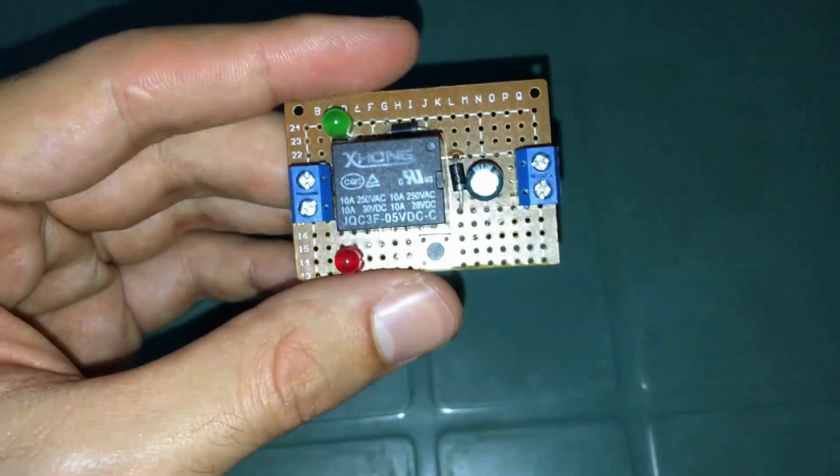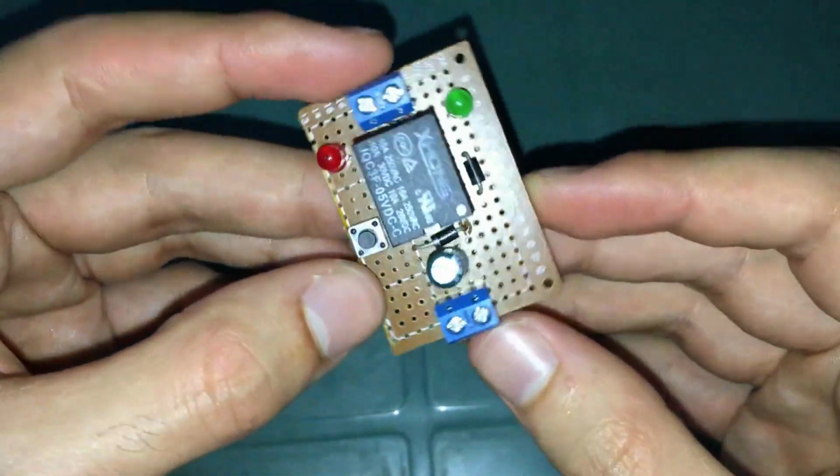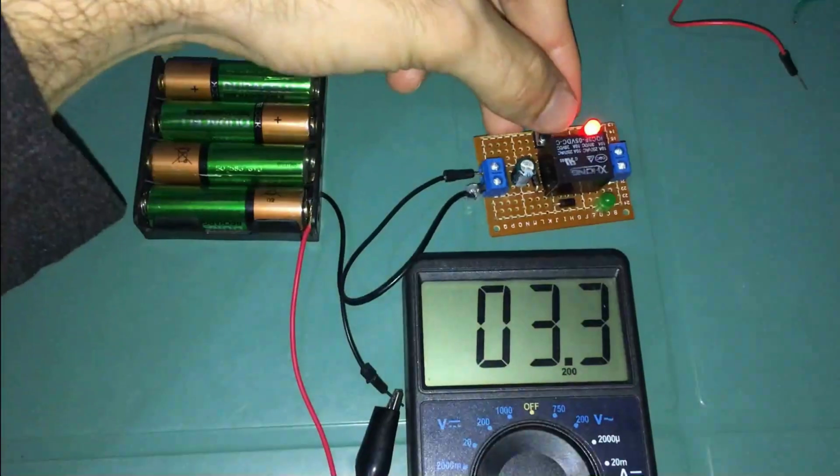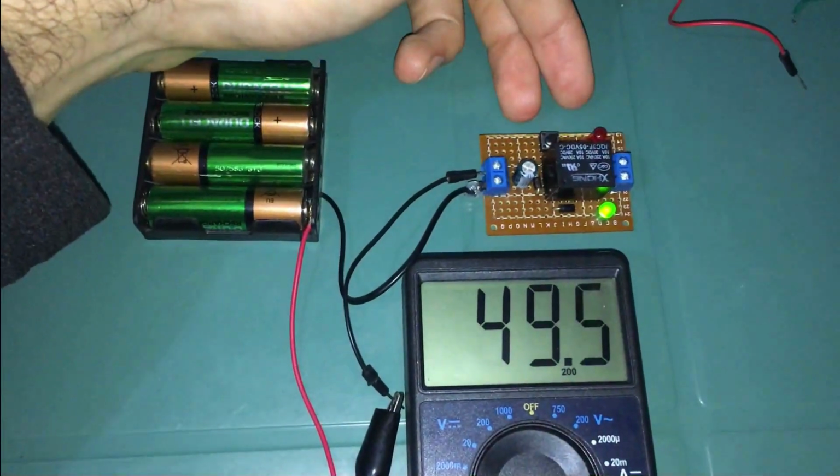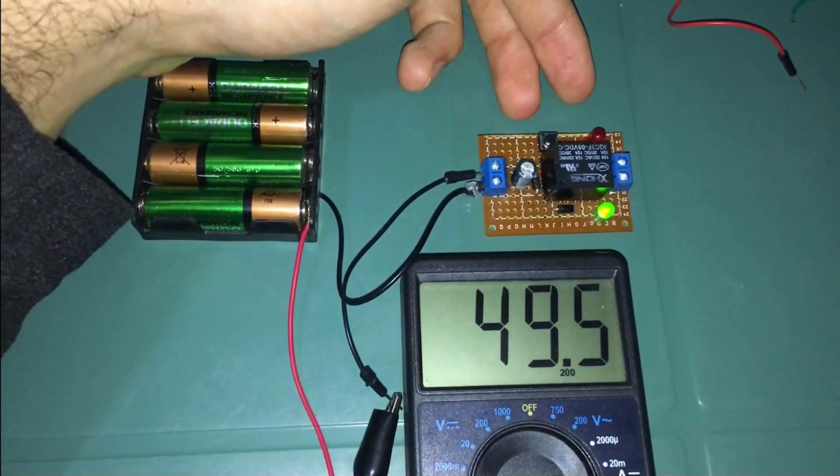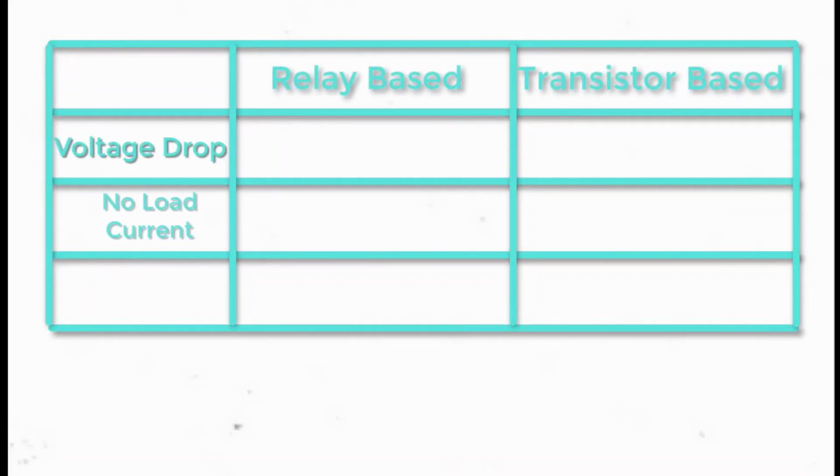After building the relay-based short circuit protection circuitry on a breadboard, I conducted a simple experiment to see the features of each topology to compare between them. The important parameters for doing such a comparison are voltage drop at the output, the current drawn by the circuit in no load condition, and input-output isolation for safety.